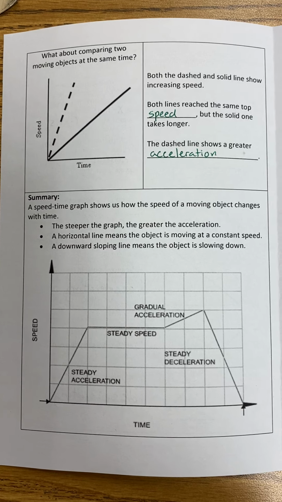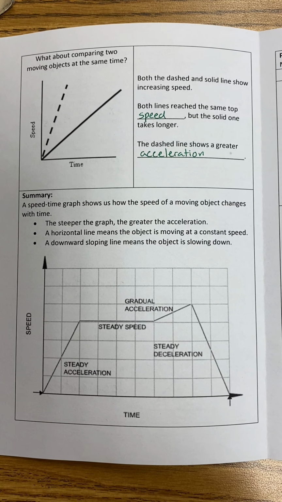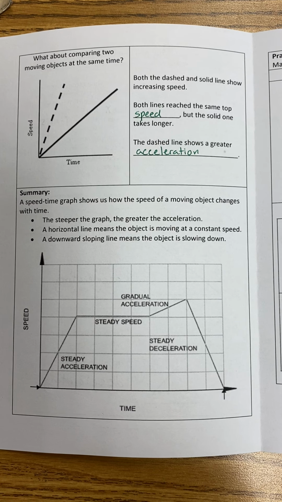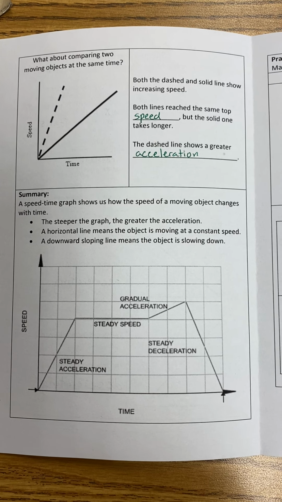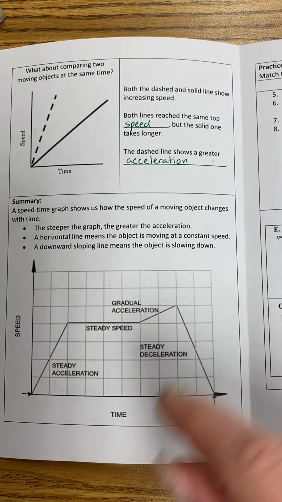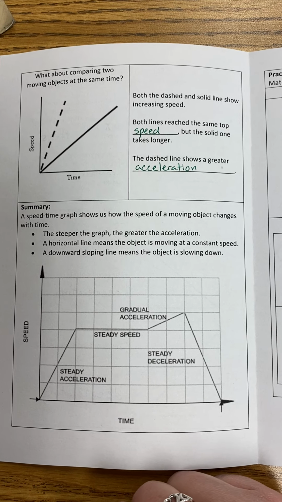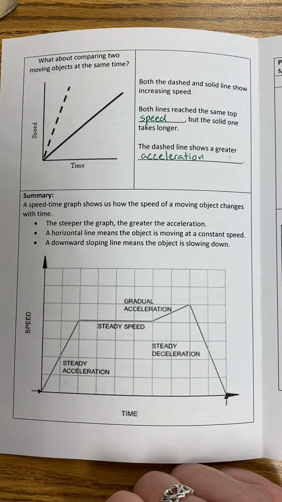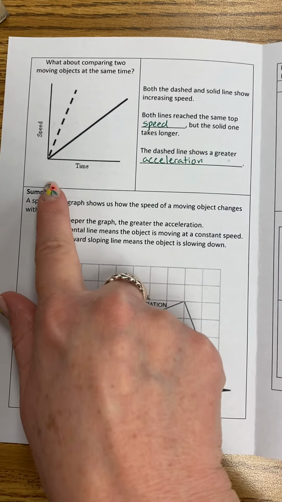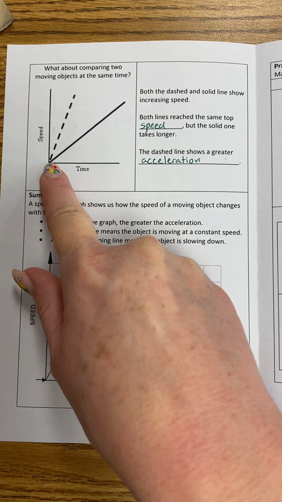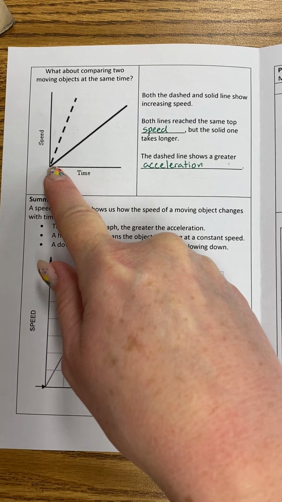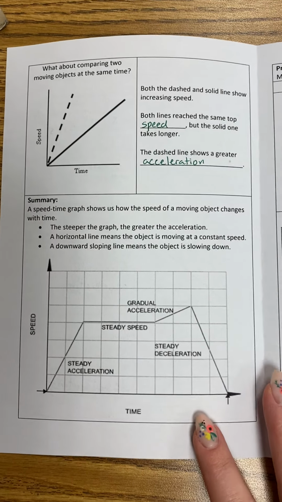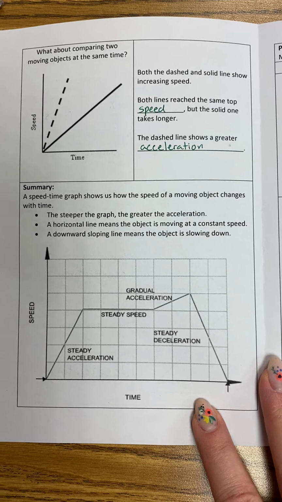So the next one says, what about comparing two moving objects at the same time? Well, you can see, you guys, that both the dashed and solid lines show increasing speed, right? And they're constant because they are straight. And both lines reach the same top speed, but the solid line takes longer because if you think about two cars at a stoplight, this one shot off the line faster after it turned green, and this one just gradually increased its speed, okay? So the dashed line shows a greater acceleration.